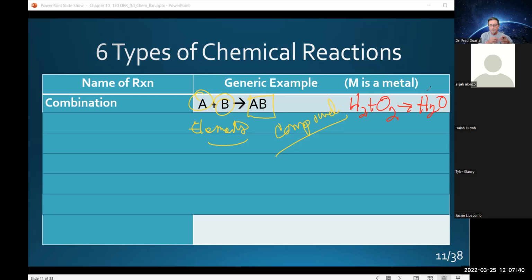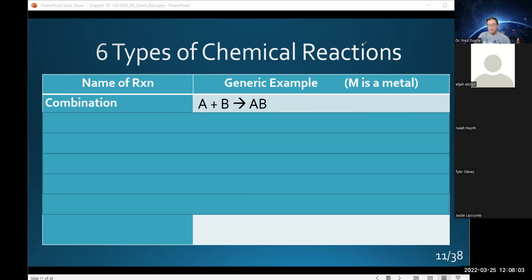And so if you're given a reaction, they may ask you what type of reaction it is. Well, to recognize that it's a combination reaction, the criteria is the reactants have to be in elemental form, okay? And that will help you to classify this type of reaction.